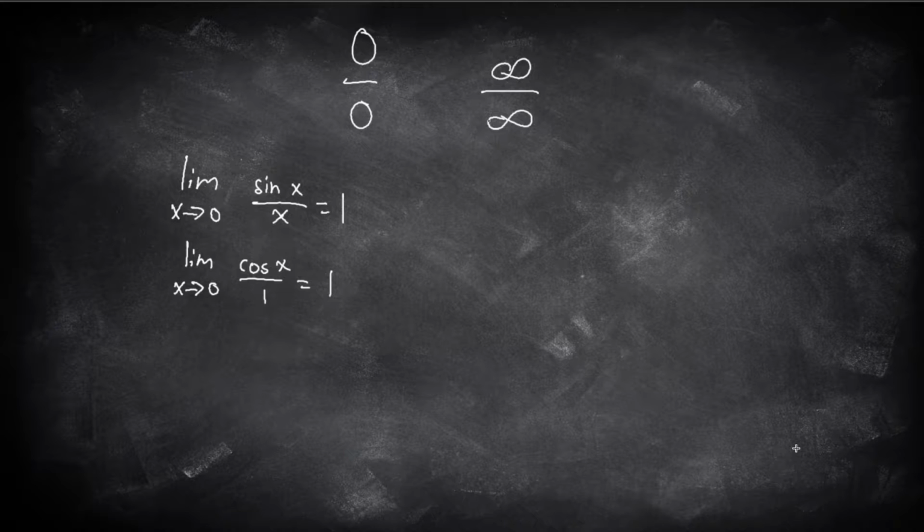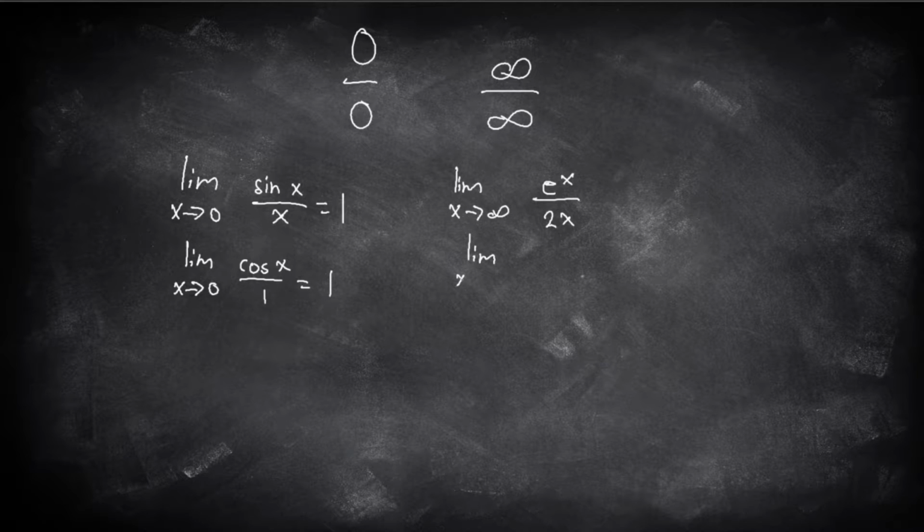Now let's do a case where it's infinity over infinity. It's the exact same thing. The limit as x approaches infinity of e to the power of x over 2x. As we did before, we have to check that it's an indeterminate. So e to the power of infinity is infinity. 2 times infinity is infinity. So it is an indeterminate in the form infinity over infinity. So we can use L'Hopital's rule.